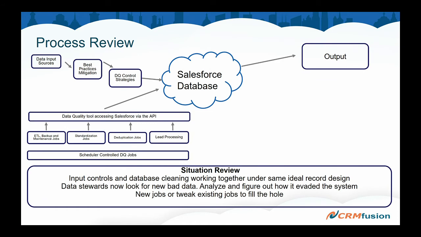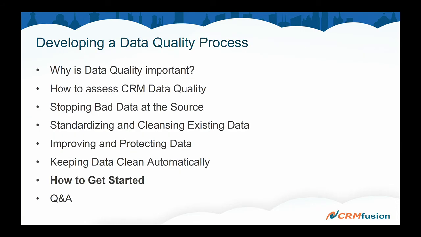So really, let's just do a sitrep here. We have our input controls and our database cleansing working, all monitoring and trying to fix around this definition of this ideal record we talked about earlier. Our data stewards are looking for bad data. They're figuring out how it evaded the system, and they're designing and tweaking those existing jobs simply to fill the hole.